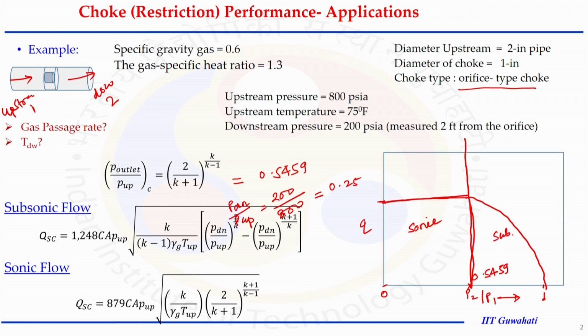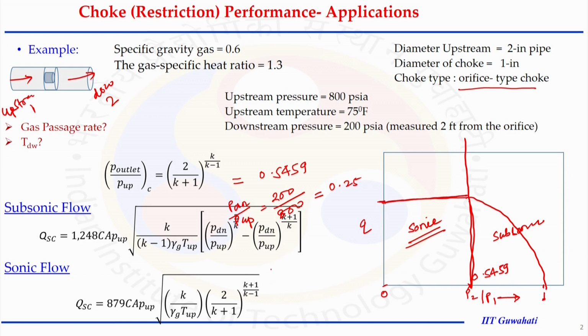And on the other side, we have this drawdown with respect to the pressure ratio, and we call it the subsonic condition. In the numerical problem given to us, our pressure ratio of 0.25 is lesser than the critical pressure ratio. It means we are in the sonic region, our restriction is being operated in the sonic region. We should choose the sonic flow equation to represent the flow through the restrictions.